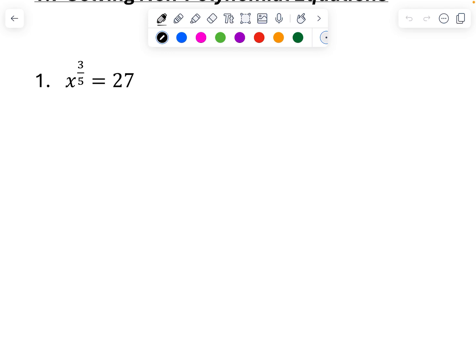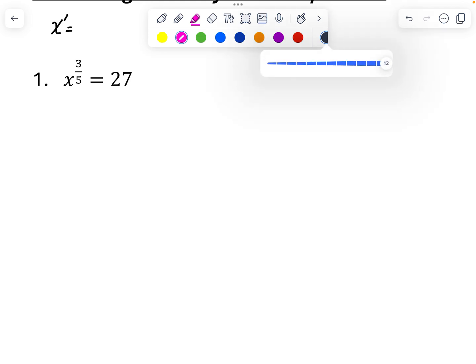So if we look at number one, I think the way you want to approach these is you definitely want to look to see, first of all, how many times does the variable x show up? And it's only there once. So the goal is to get x to the first. So your goal is to get x equals. Well, we never really talk about this, but x equals really means x to the first power equals. So our problem is that x has a power that's not 1. X has a power that is 3/5.